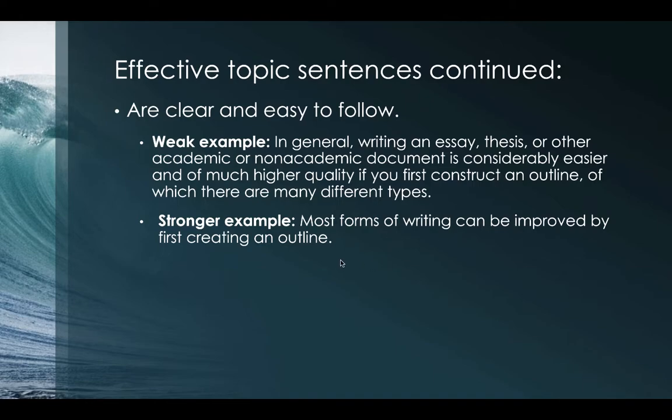So a stronger example is, instead of listing all the forms of writing, just say most forms of writing can be improved by first creating an outline. There you go. It's very easy to understand, and it gives you the same information that that first one did without just droning on like you may feel like I'm doing right now. Okay.